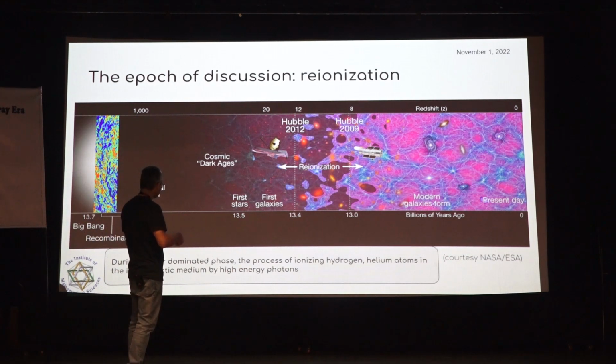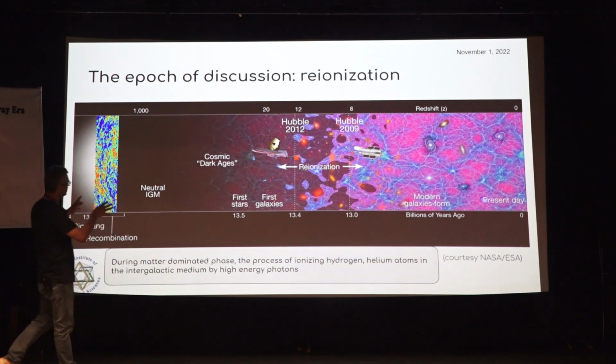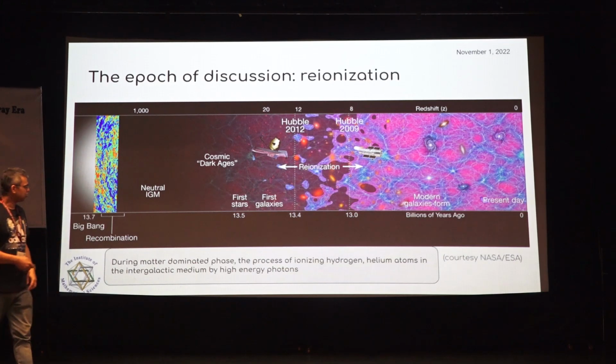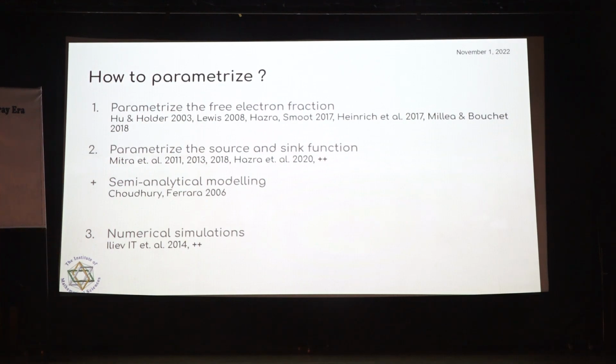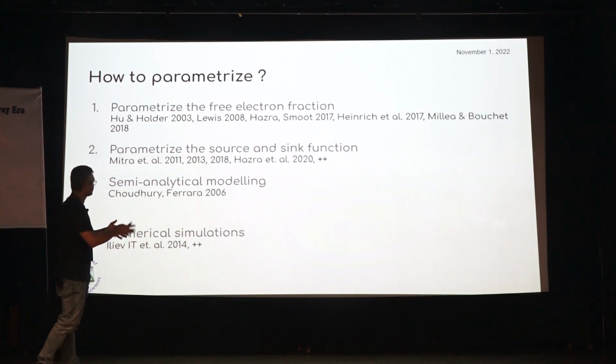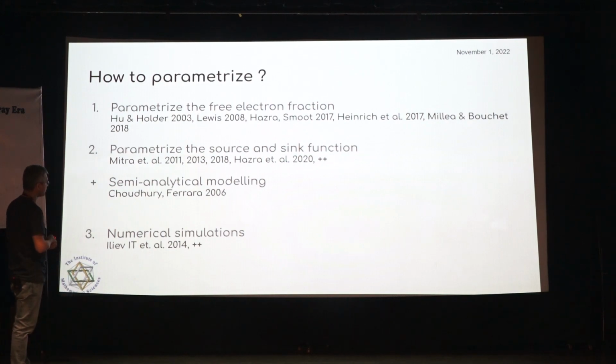So during the matter dominated phase, as we know, the process of ionizing hydrogen and helium atoms in the intergalactic medium by high energy photons is called reionization, okay? We all know about these things, and again, I'm not going to talk about 21 centimeter. I'm going to talk about the observations that have already happened. We have the data, and we can constrain the reionization with that, okay?